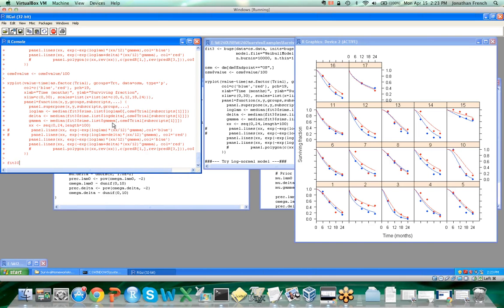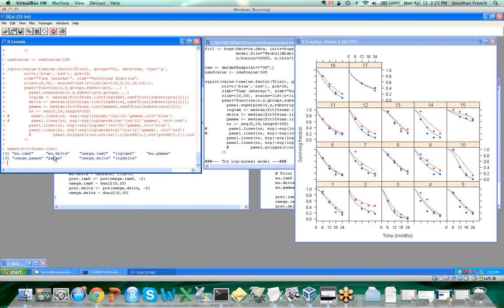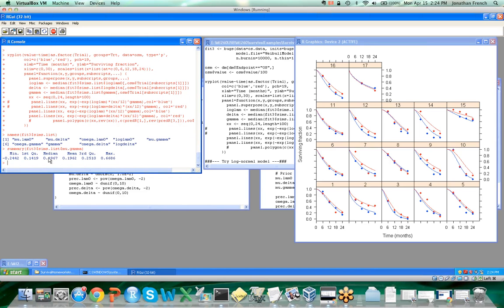fit3$sims.list. Let's just look at what parameters we have there. So the parameter of interest here will be mu gamma. This is that shape parameter, but on the log scale. And if we look at the posterior summary of that, we'll see that the posterior median is around 0.2.